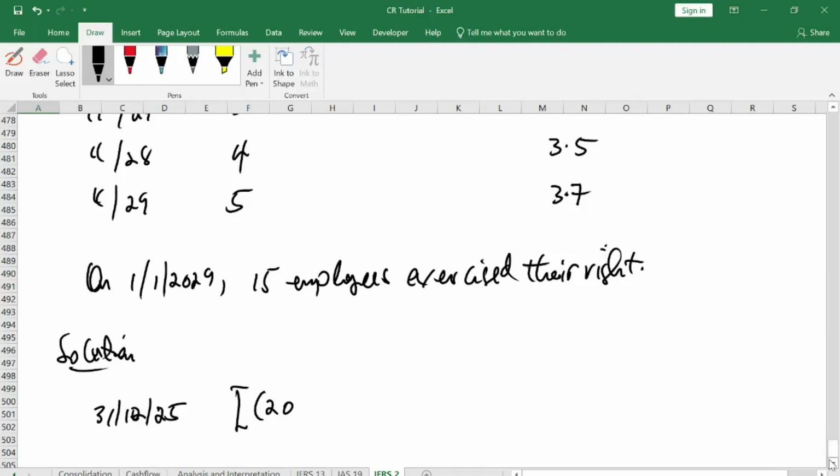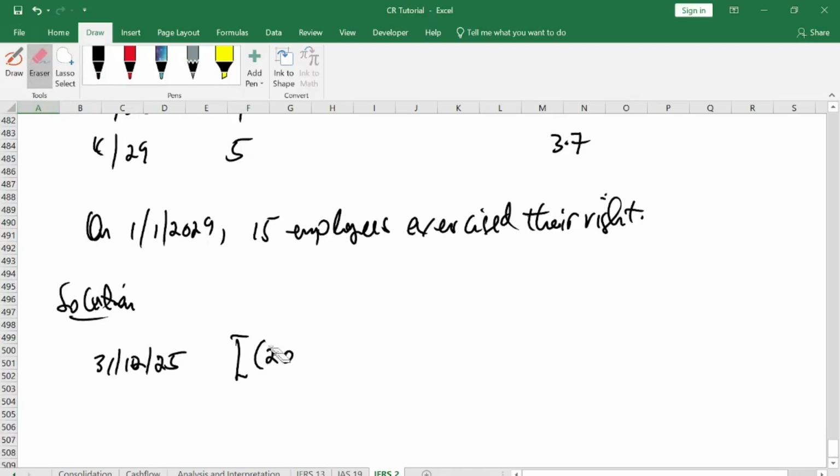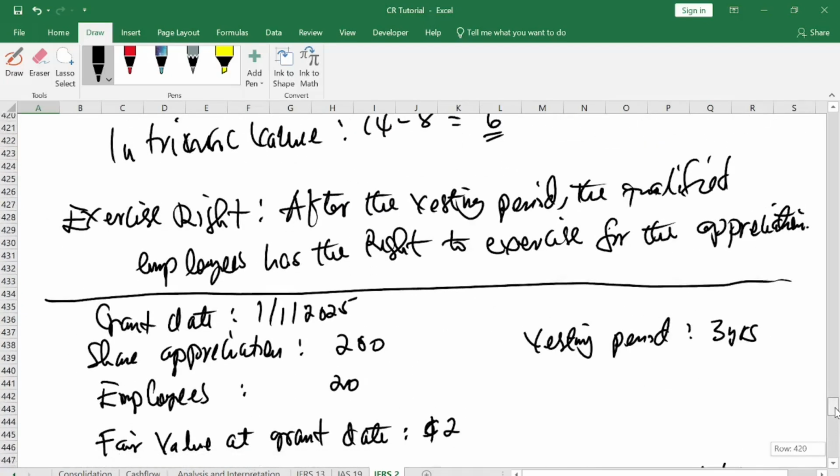So it depends on how you want to work it out. You can work it out outside, maybe find a place and work it out. So you have 20 multiplied by 15%, which will give you 3. So you say that 3 employees will leave. Or somebody can also decide to make it this way: 20 multiplied by 85%, because if 15 percent left, 85% of employees will remain. All of them will give you the same answer. Then you multiply by the number of share appreciation rights, which is 200 shares.